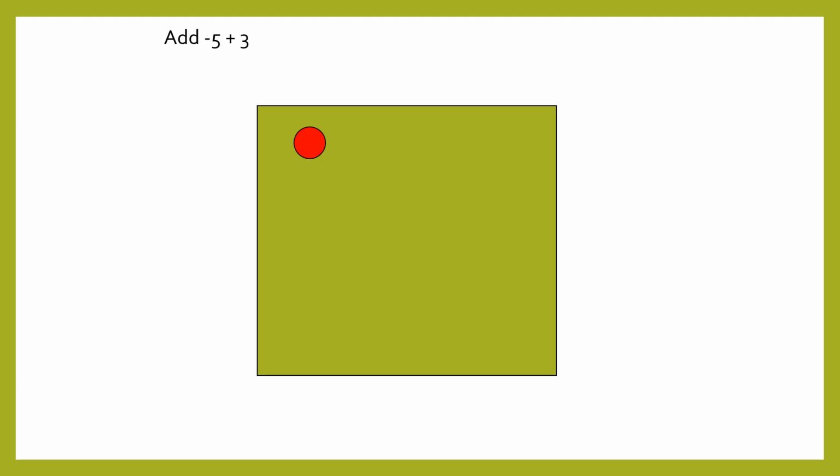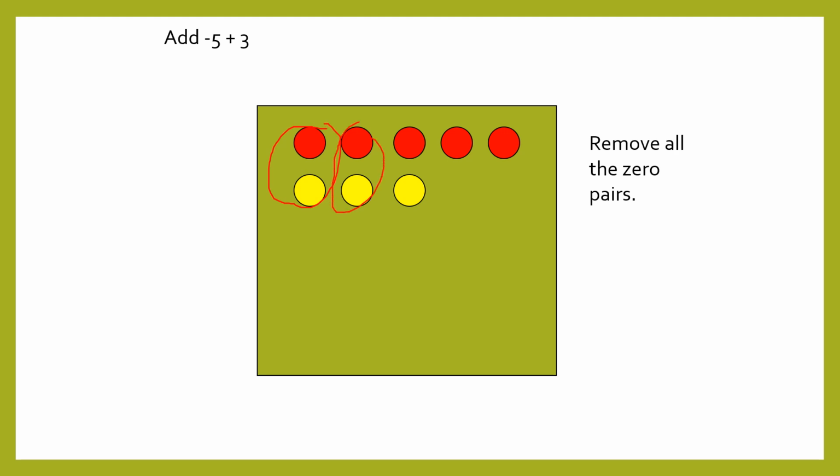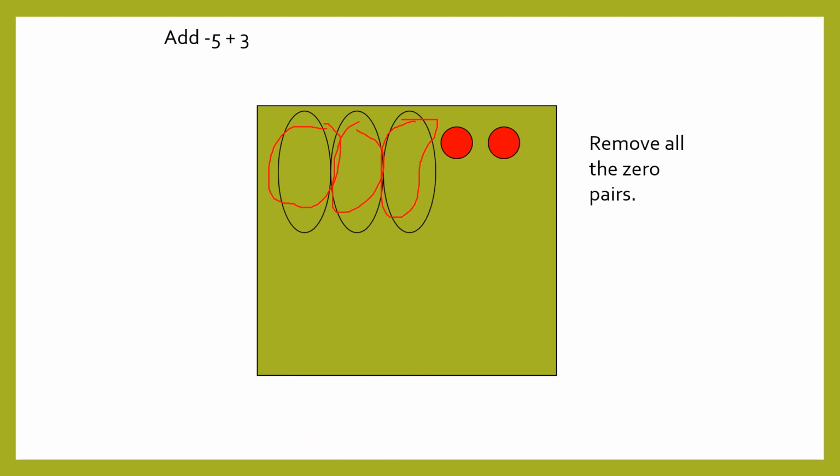Next we have negative 5 plus 3. That means we need to have 5 red circles and 3 yellow circles. Then we remove all the zero pairs. So what shall we do? We have the zero pair here and then here. So what is remaining? The remaining is negative 2.